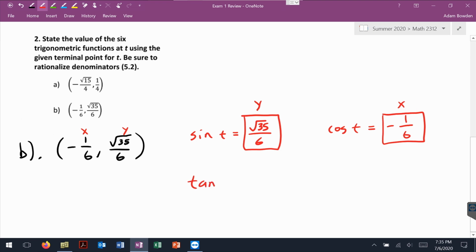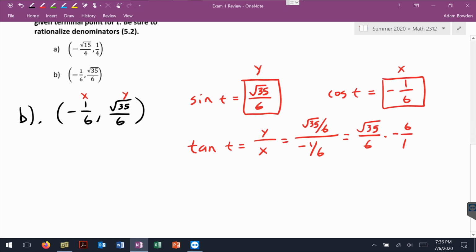And then the tangent is equal to y over x. So here that would be the square root of 35 over 6 over negative 1 over 6. And so basically we're dividing by a fraction, so we're going to multiply by the reciprocal of negative 6 over 1. So that would turn into negative 6 square root of 35 over 6. But the 6 will reduce away here, and we'll be left with just the negative square root of 35 for the value of the tangent.